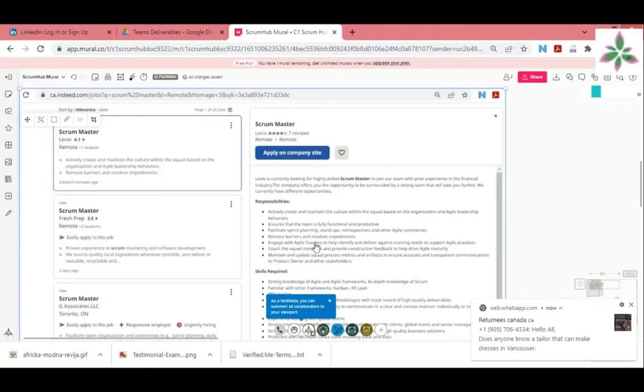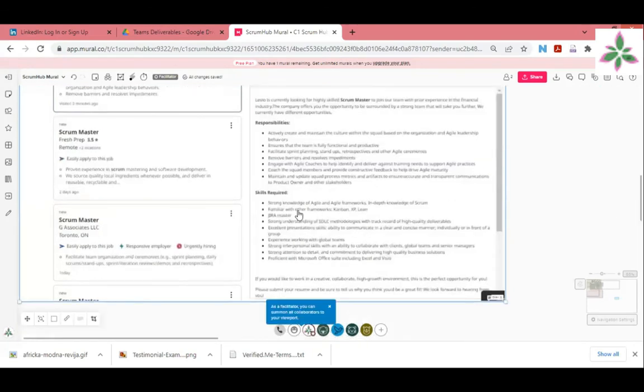Engage with agile coaches to help identify and deliver against training needs to support agile practices. Coach the squad members and provide constructive feedback to help drive agile maturity. And what is agile maturity? That's that wheel I showed us about culture, clarity, performance that we just voted on. Maintain and update squad process metrics and artifacts to ensure accurate and transparent communications to the product owner and other stakeholders.